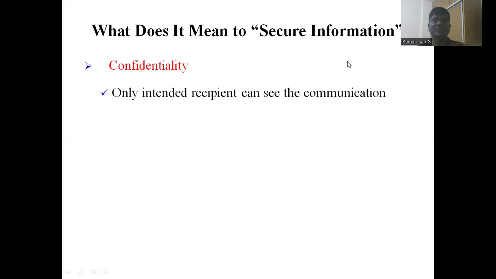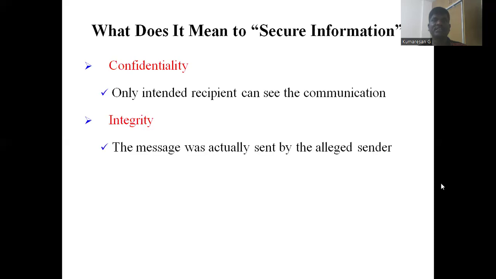And what about the second one? Integrity. So what is integrity? The message was actually sent by the alleged sender, and it is not altered. Suppose I want to transfer 1,000 rupees from my account to my friend's account. The same amount should be credited to my friend. Suppose someone intentionally removes a zero; then the integrity has failed. Whatever amount I send, the same amount must be received by my friend. That is what we call integrity.